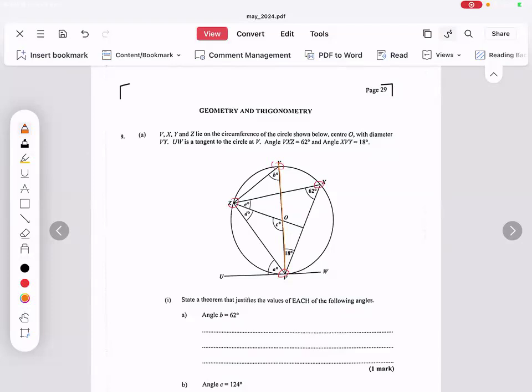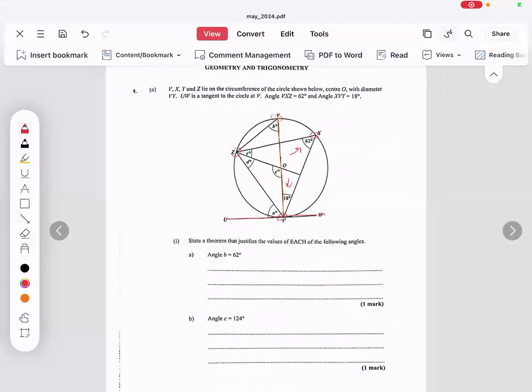And the tangent is going to be UW. This down here is the tangent. All right, no problem. We see all of those things. The angle VXZ is 62, which you can clearly see right here. That's 62. And XVY is 18, and this angle right here says 18. Now it says here you have to state a theorem that justifies the values of each of the following angles.